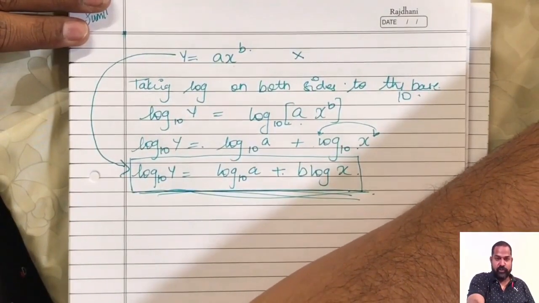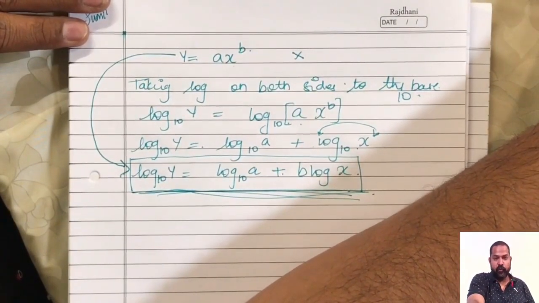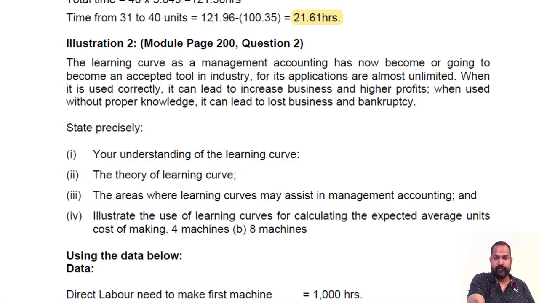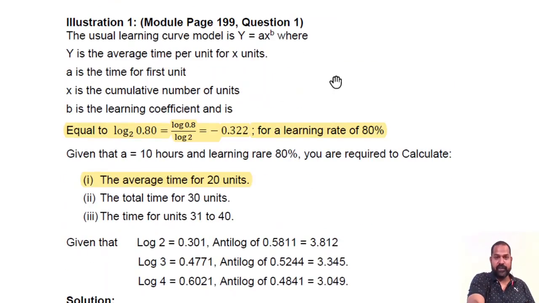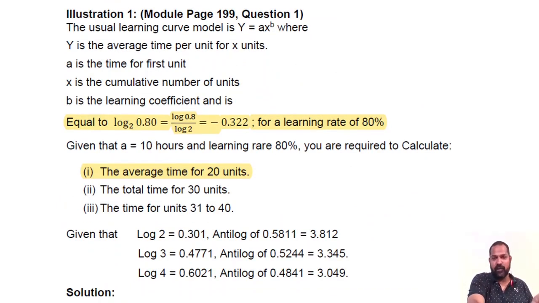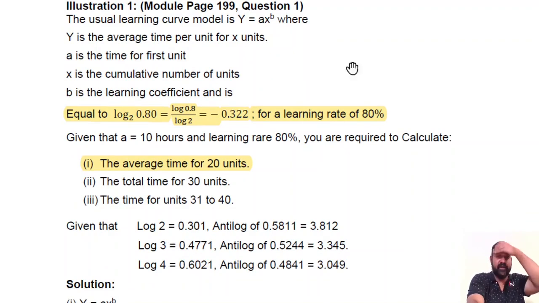Let's go back to the question, and I'm again going to read it from scratch. What does the question say? The question says, to begin with, that the usual learning curve model will apply. What is the learning curve model? y is equal to a x raised to b, where y is the average time per unit for x units, a is the time for the first unit, x is the cumulative number of units, b is the learning coefficient, and is log of 0.8 to the base 2, which is minus 0.322 for a learning rate of 80%.